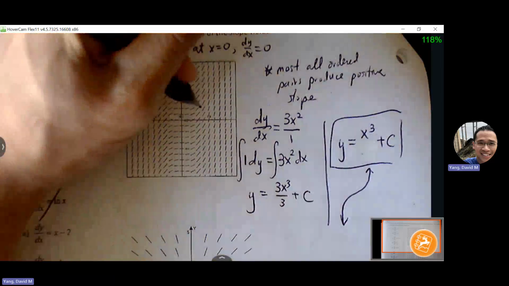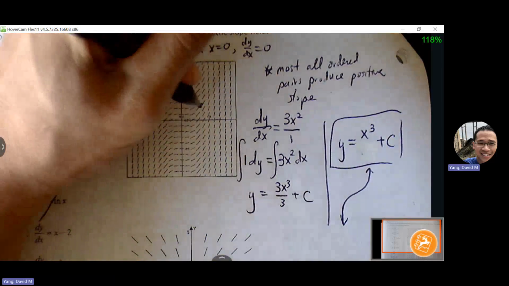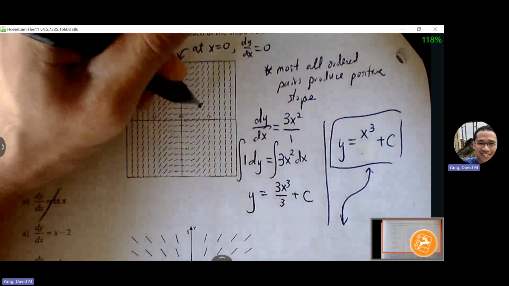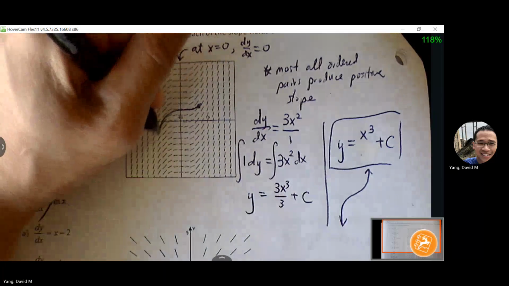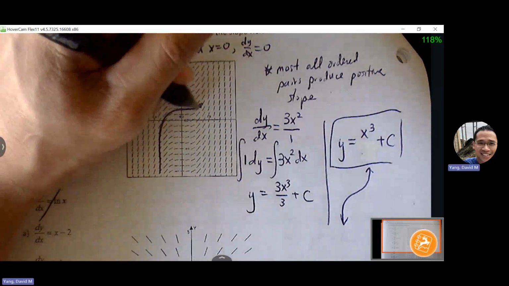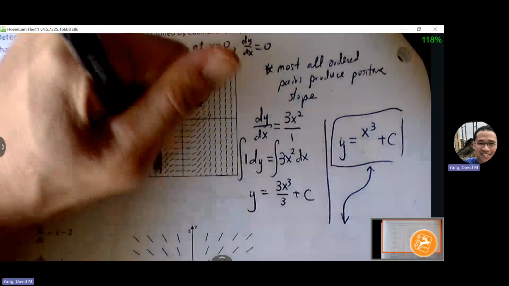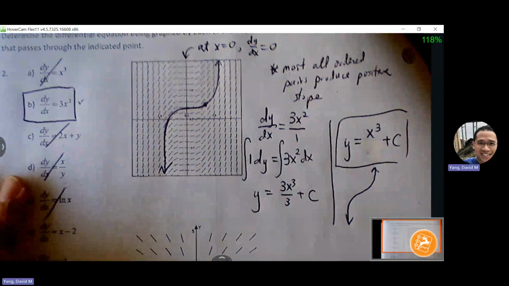Yes, so we're going to sketch a graph through this point. So we're just going to follow the flow of this graph here. And we can clearly see that cubic function behavior.